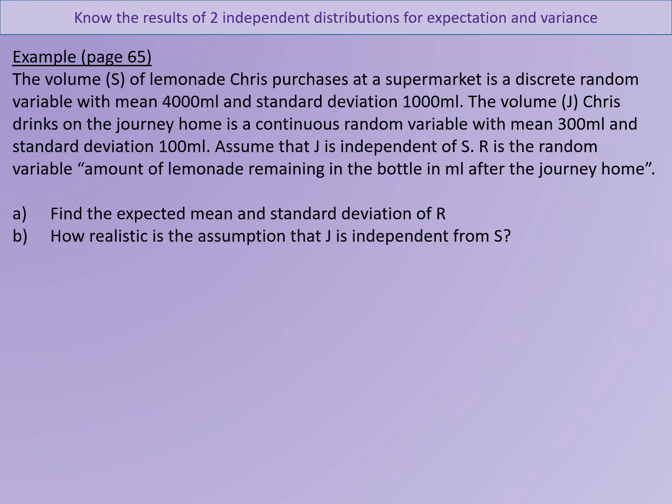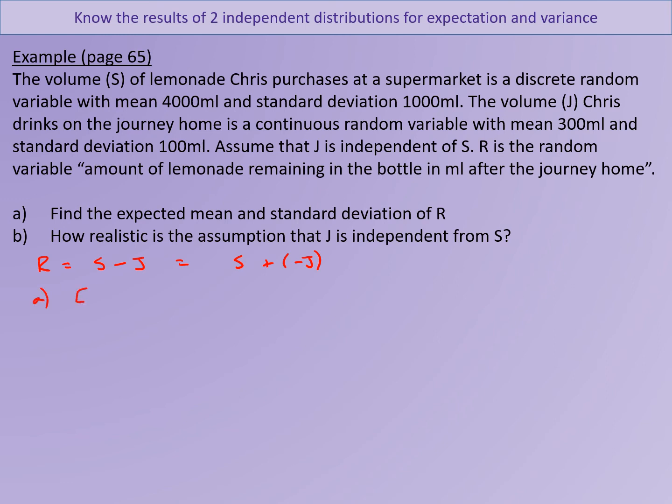So we're going to start by defining R, the amount remaining, as S, the amount he purchases, minus J, the amount he consumes. We're going to write this as S plus minus J in order to get this in the form that we need it to be in.